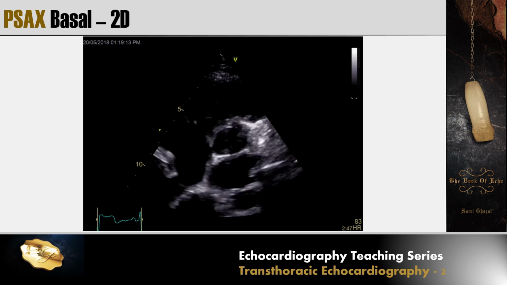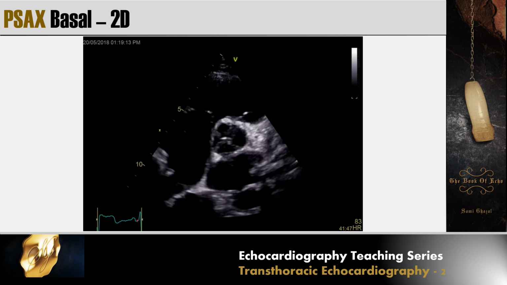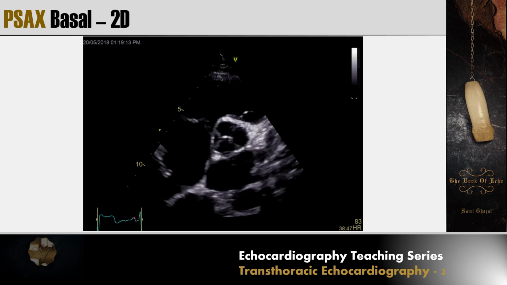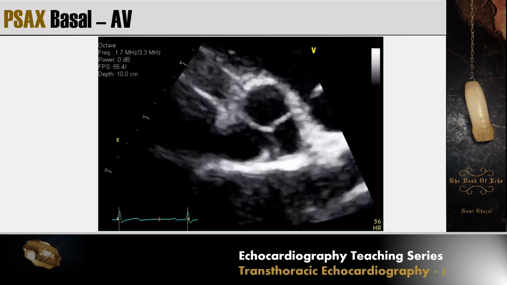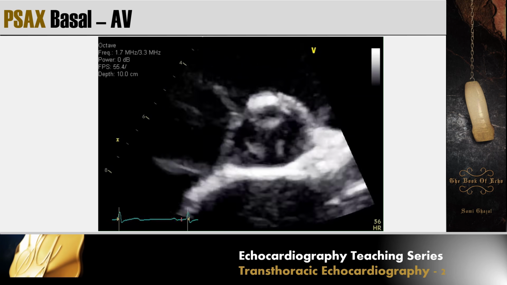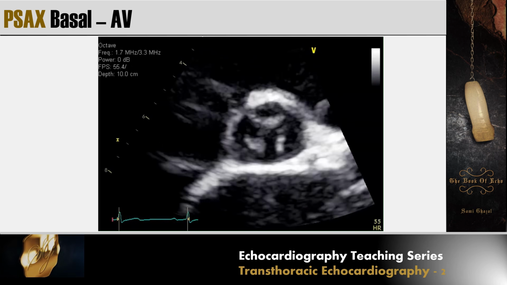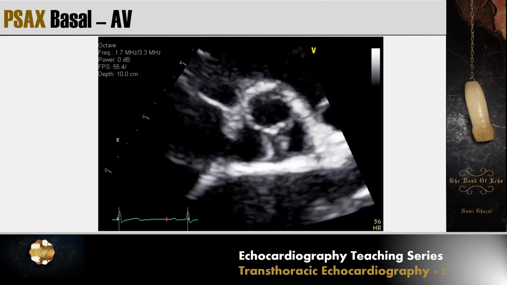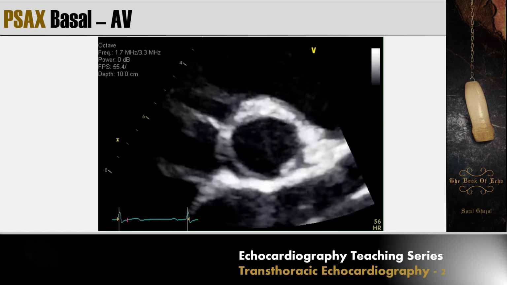Then proceed to the parasternal short axis, starting with the basal level, which is aortic level, and acquire a video clip. Then decrease depth and zoom and acquire the aortic valve. So in this view, you can easily determine if this is a tri-leaflet aortic valve or bicuspid aortic valve, etc.